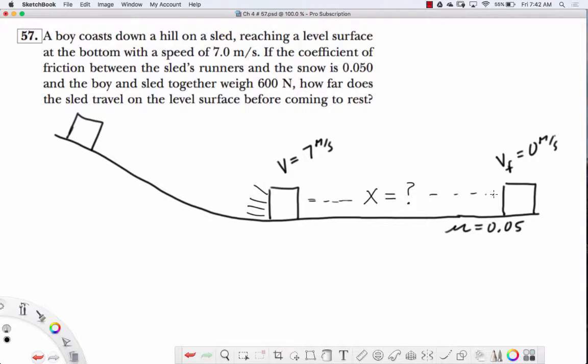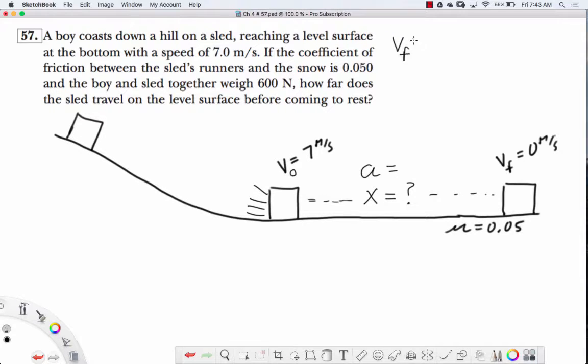Now, in reality, this is a kinematic question. How far does it travel? We have the initial velocity, we have the final velocity, but is there enough info to figure out x yet? No. What do we need to find? In order to figure out x, we would need to have the acceleration. If we knew the acceleration, then we could figure it out using this kinematic.